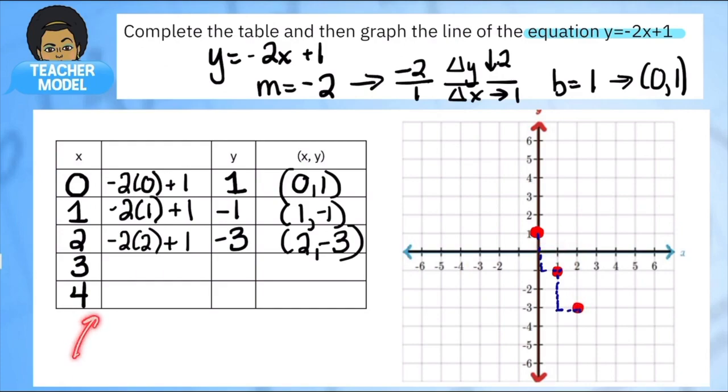We can continue looking at the table and you can start looking at the pattern. So what is happening? As x increases by 1, what's going to happen to our y? Look at your slope. It will tell you it is decreasing by 2. So it's going to keep going down by 2. So I'm going to predict that my next 2 are going to be negative 5 and negative 7. Let's prove it algebraically. So negative 2 times 3 is negative 6. Negative 6 plus 1 is negative 5. So it absolutely works. So our next point is 3, negative 5.